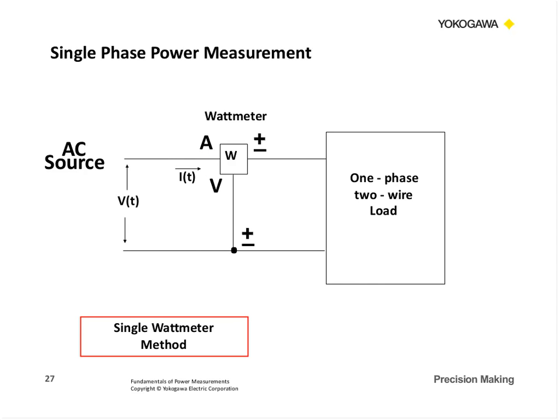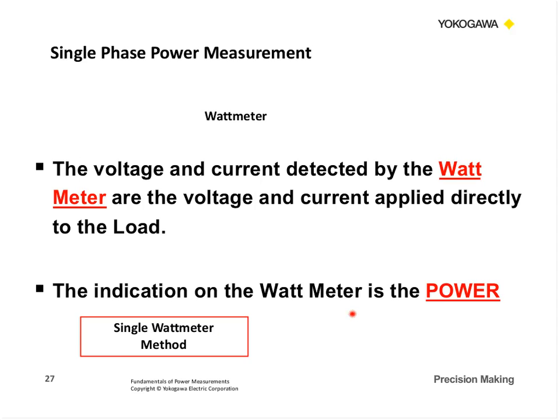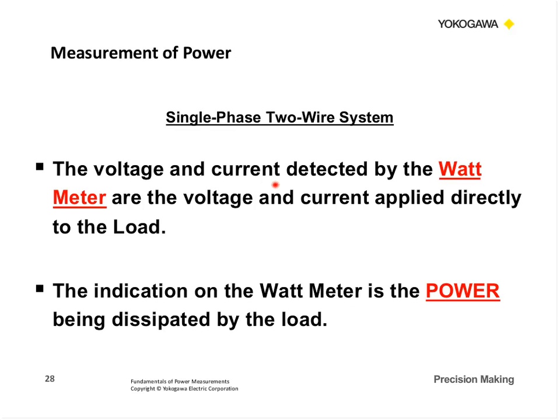and you'll notice that I've put polarities on here. These are instantaneous polarities, very important that you follow the wiring instructions by the manufacturer of the product. And so we do use some type of an instantaneous polarity marking. If you get these wrong, your wattmeter could read negative. And typically in this situation, you want it to read positive because it's power being drawn by this load. So this is a single wattmeter method. The voltage and the current detected by this wattmeter are that that's being applied directly to the load. And the indication on the wattmeter is the power being dissipated by that load.